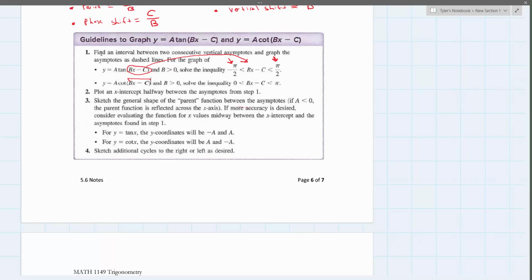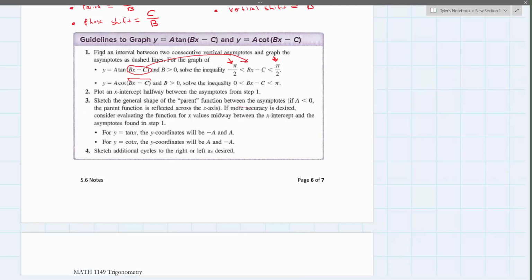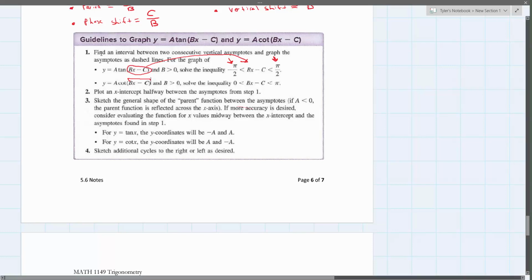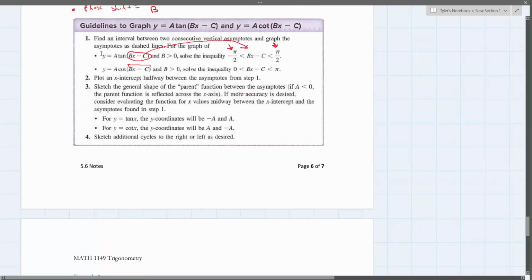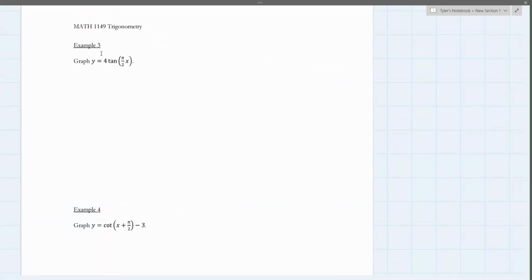So we can cut that distance between the asymptotes in half, plot a point, and then maybe get 2 other points, in between the vertical asymptotes and the x-intercepts, halfway in between. That will give us a couple other points, so that way we get the shape down, and then we can sketch additional cycles if we would like. Right. So let's try these examples now. Give us some practice.